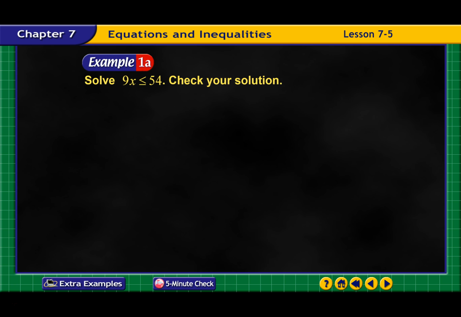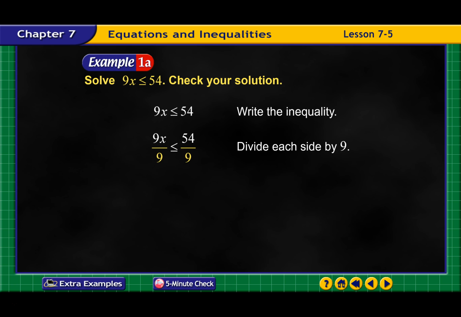All right, so try this and check your solution. I know, I don't want to write anything else down, it's more work, but you'll get it right if you check it. First you write the inequality. You divide both sides by 9 because this is technically multiplied here. And that comes out to x is less than or equal to 6.